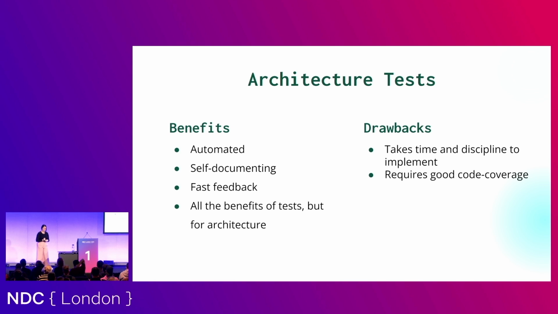Architecture tests are automated and self-documenting, as much as any type of testing is self-documenting. Fast feedback: you get a green tick or a red cross, and they have all of the benefits of unit tests, but they're just for your architecture. They do take time and discipline to implement, and you do need to have good code coverage, but that goes for any tests. No point just having a few. You need to build that code coverage.